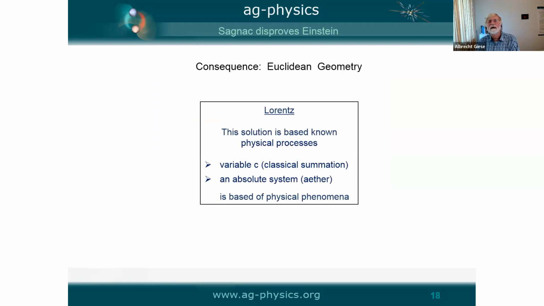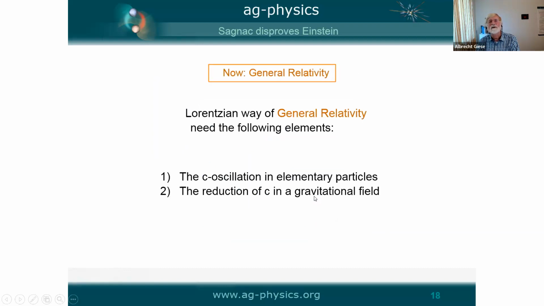Again, what is the relativity of Lorentz and the solution of Lorentz? It is based on a variable speed of light, which has a classical summation, and an absolute system, which is sometimes called ether, but that's a bad word because we associate ether with something which is no more physical. But the whole thing is based on physical phenomena. That is a special thing of Lorentz.